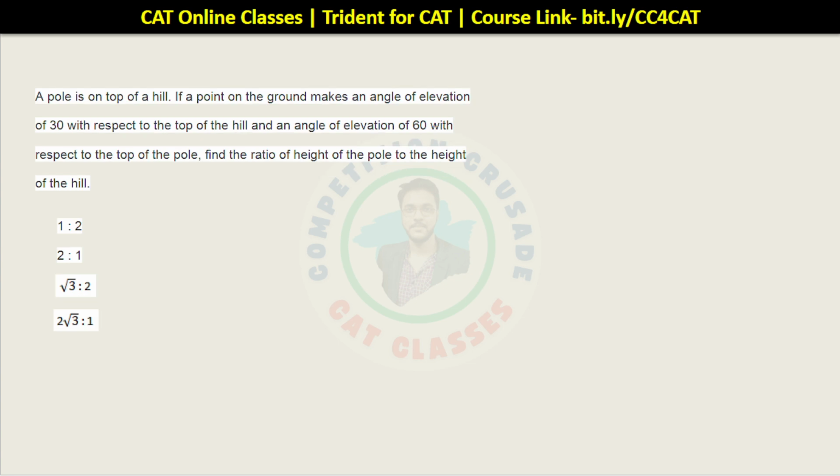A pole is on the top of a hill. The point on the ground makes an angle of elevation of 30 degrees with respect to the top of the hill, and an angle of elevation of 60 degrees with respect to the top of the pole. Okay, first of all, it's interesting.